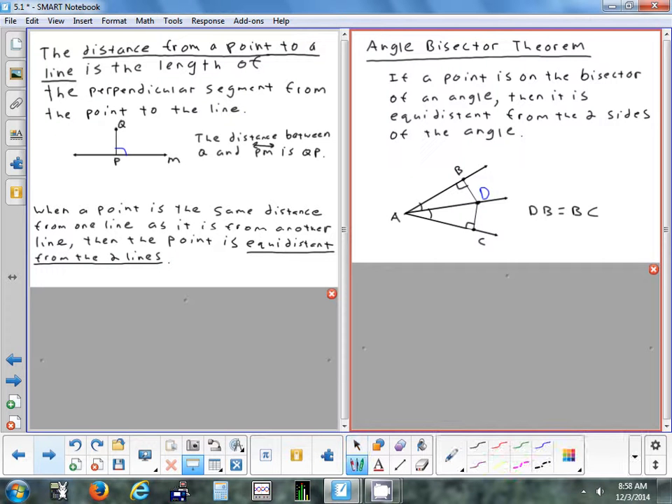Let me do the sides of the angle in red so you can see those better. If you've got a point on the angle bisector, like we do here, D, then that point is equidistant from the sides of the angle. So DB and DC, that's the distance from the point to the side of the angle. And it's measured perpendicular, straight to the side. Not at an angle, but straight through it.